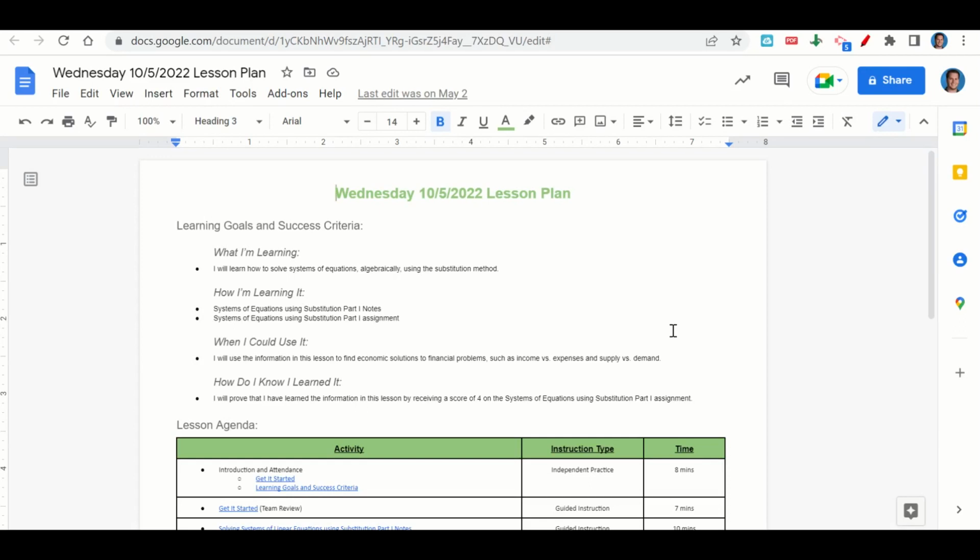First, what are we learning? We're learning how to solve systems of equations algebraically using the substitution method. How are we learning it? Through the systems of equations using Substitution Part I notes and systems of equations using Substitution Part I assignment. When can we use this information? To find economic solutions to financial problems such as income versus expenses and supply versus demand. How do we know we learned it? By getting a score of 4 on the systems of equations using Substitution Part I assignment.